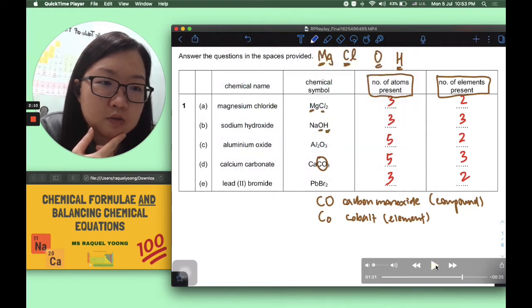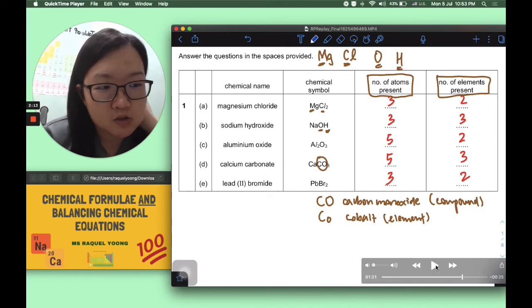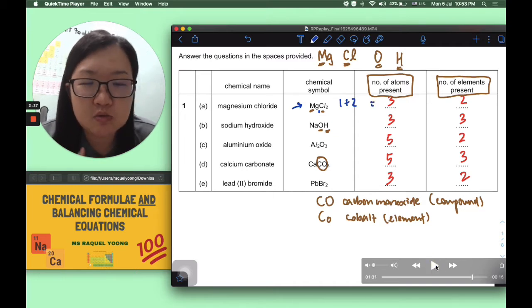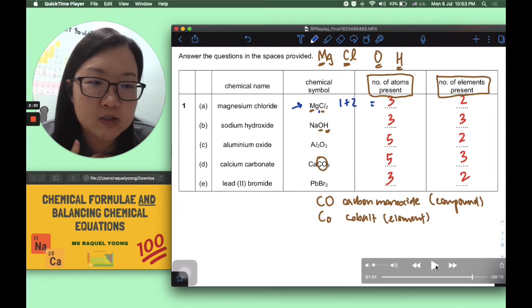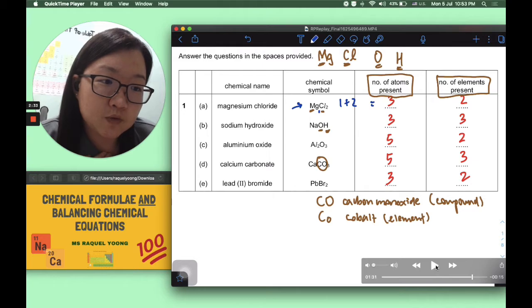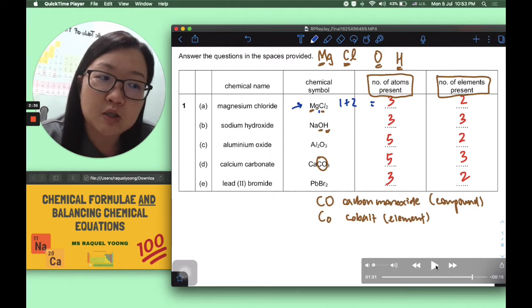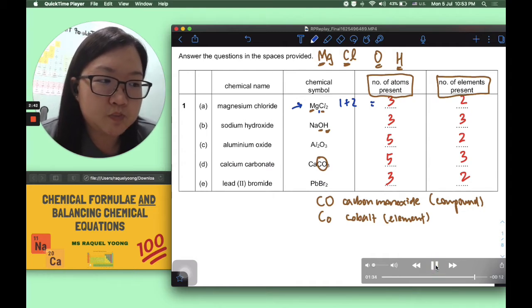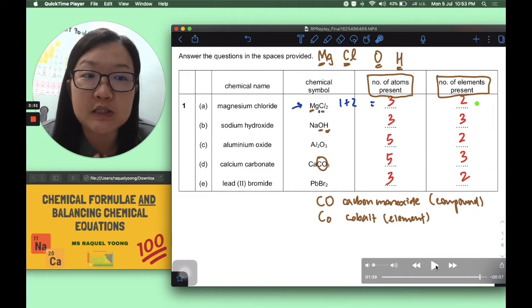So now going back to the technique to doing this kind of question, using question 1 again. If you look at magnesium chloride, you want to find out the number of atoms present. You need to use the number, right? So for instance, you see Mg, there's no number there. When there's no number, it means it's 1. So technically it's Mg1Cl2. So if you want to find out the number of atoms present, it's simply 1 plus 2, which is 3. And then to find out the number of elements present, just as mentioned earlier, you will have to look at the number of capital letters, basically.